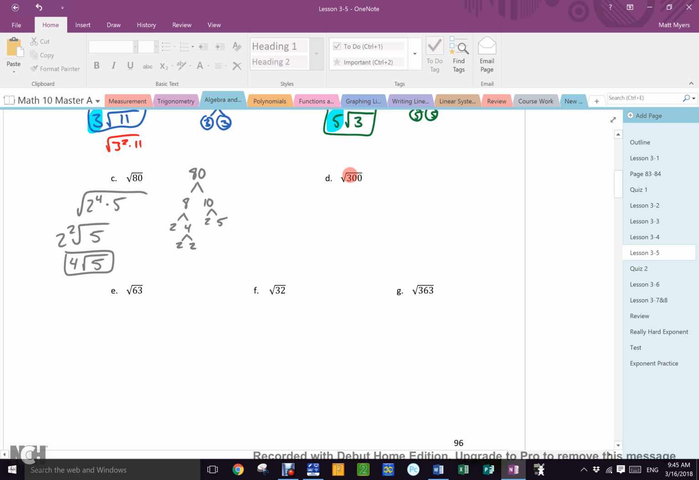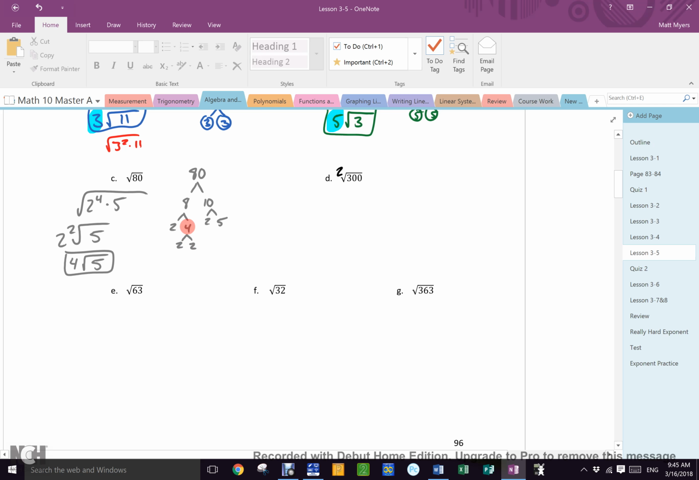Does anybody remember what that little number is called? Starts with an I, ends with an X, has ind in the middle of it. Now you say index. Nice, all right. And that index tells me I'm looking for how many factors? 2. So we showed you how to do this right here. You break it all the way down, right?